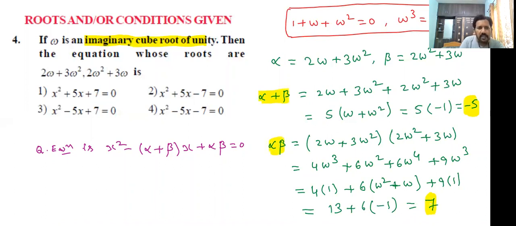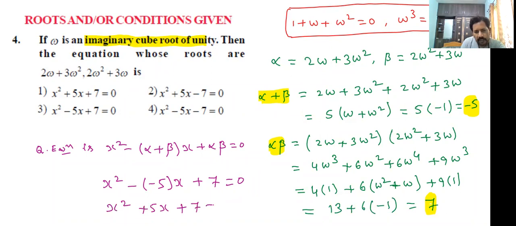Alpha beta value is 7. Those values substitute in this formula. x square minus sum of the roots, minus 5, into x plus product of the roots, 7, is equal to 0. Now simplify. x square minus into minus, plus: x square plus 5x plus 7 is equal to 0. This is the answer. Students, which option is correct? First option. This type of model is important in objective.